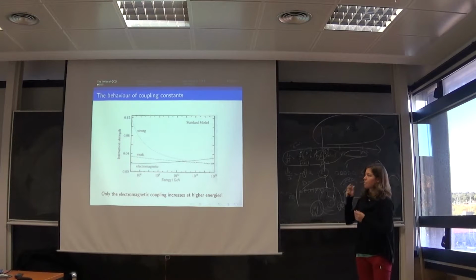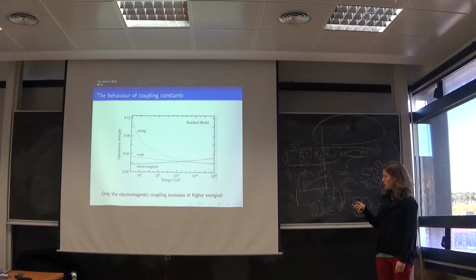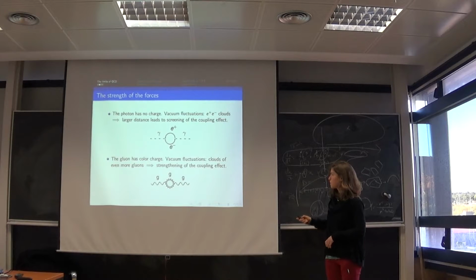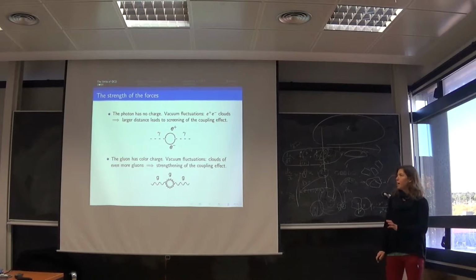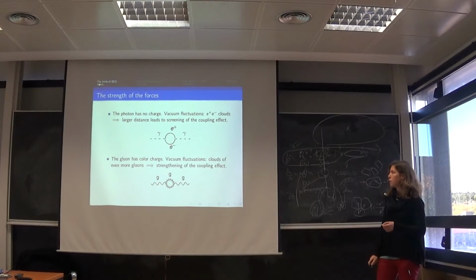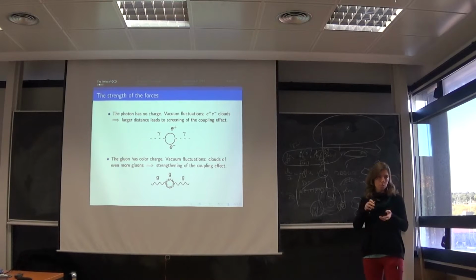As you can see, the electromagnetic interaction is the only one which grows stronger at higher energies, while the strong and the weak interaction go weaker with higher energies. So why is that? This is a very simplified image of how it works, not the complete description, but as you can imagine it. If we look at electromagnetic interaction, it's quite intuitive that at higher energies, which also means smaller distances, it will be stronger.